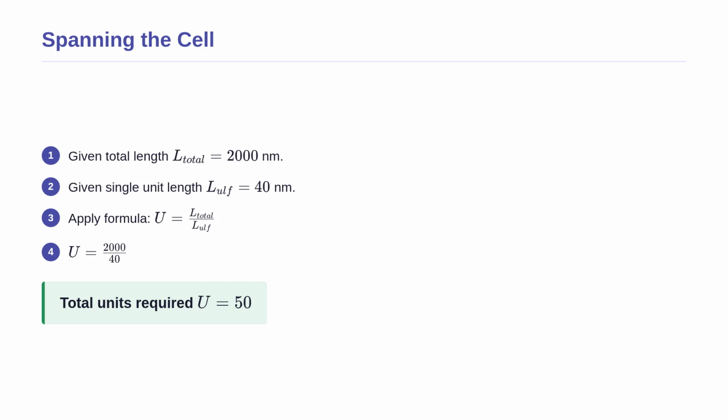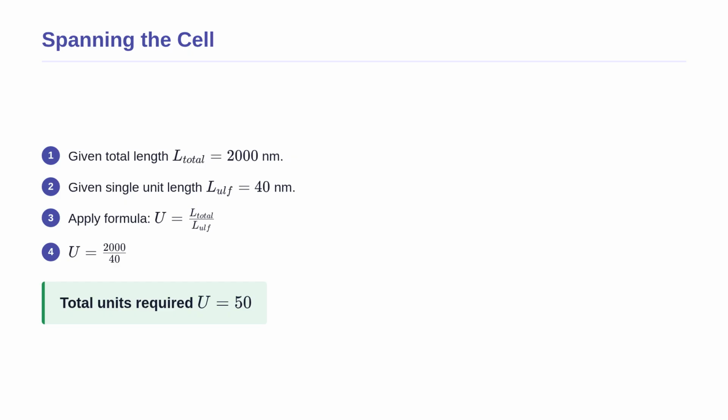Let us apply this formula to see how many units a cell actually needs. We are given that a cell needs to build an intermediate filament that spans a total distance of 2,000 nanometers across its cytoplasm. We also know that the effective length of one unit-length filament is 40 nanometers. We are asked to find the total number of units required.